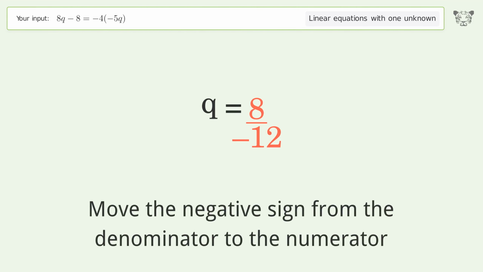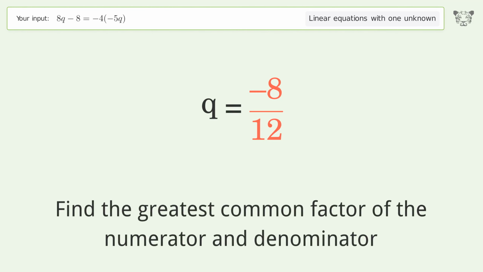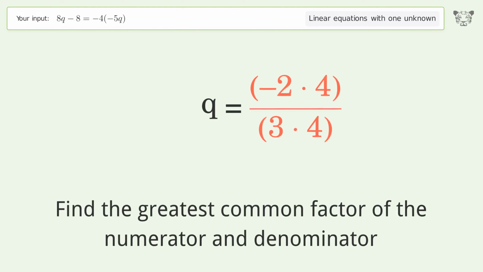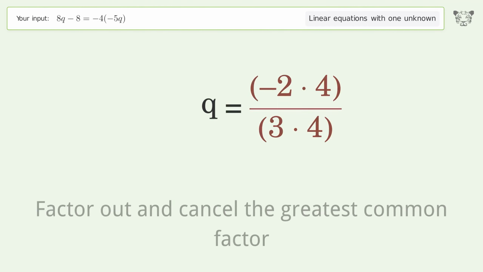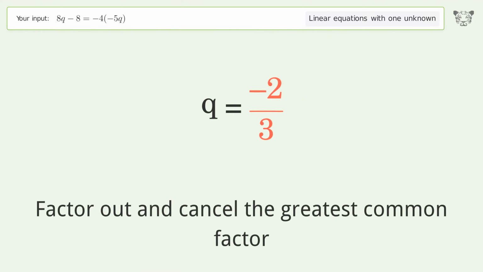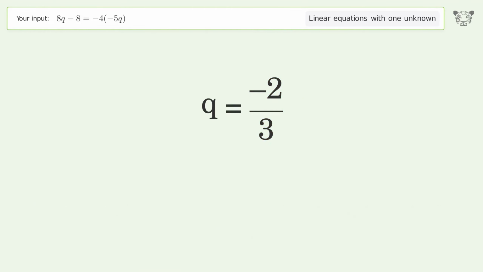Move the negative sign from the denominator to the numerator. Find the greatest common factor of the numerator and denominator. Factor out and cancel the greatest common factor. And so the final result is q equals -2/3.